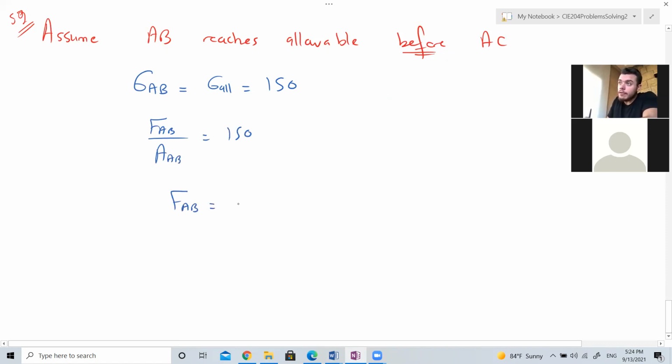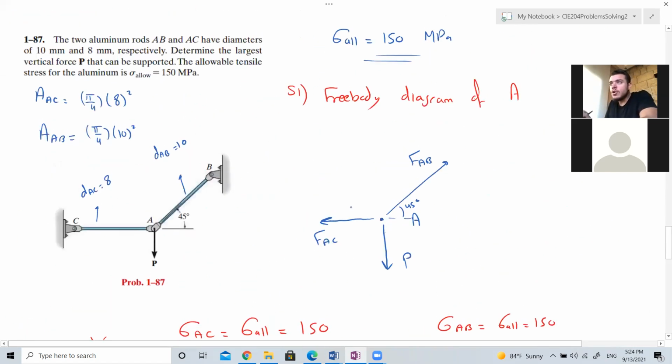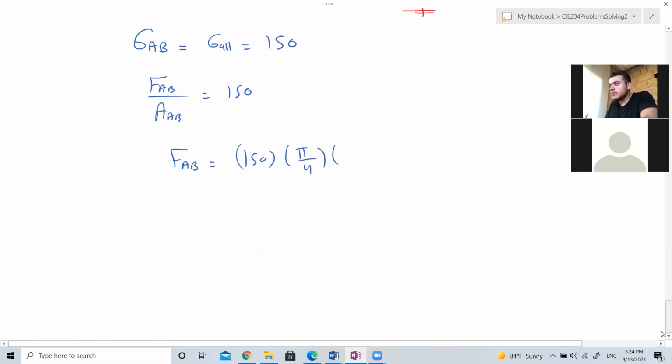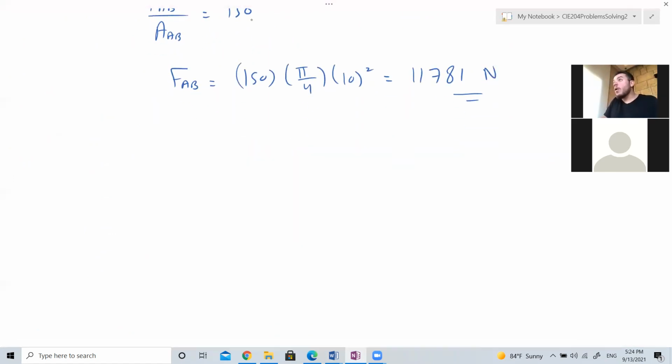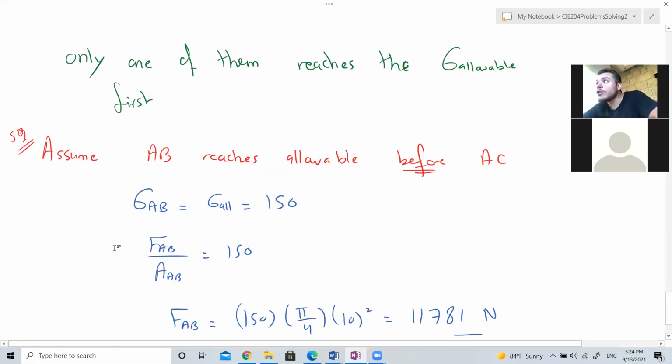And then we can find the force: 150 times pi over 4 times the area of AB, which is 10 squared. Then we can find the force of AB. Do you agree? Yes. So the force comes out to 11781 newtons. Now, after we assume that sigma AB reaches the allowable first and we calculate the force of AB, can you give me a procedure on how to calculate the force in AC?